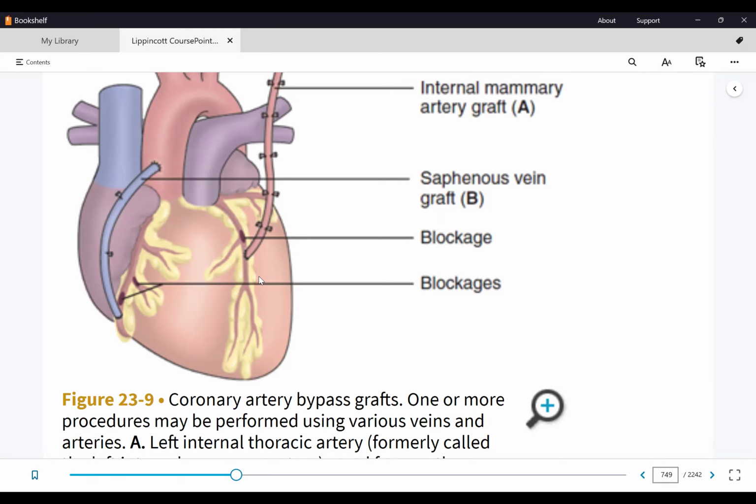What are those 3 signs again? They were called Beck's triad. Symptoms of cardiac tamponade: hypotension, muffled heart sounds, and distended neck veins, or JVD. All right, so you watch the patient.